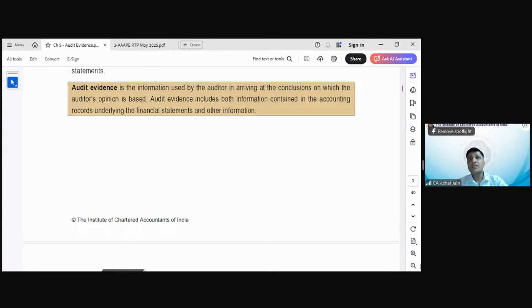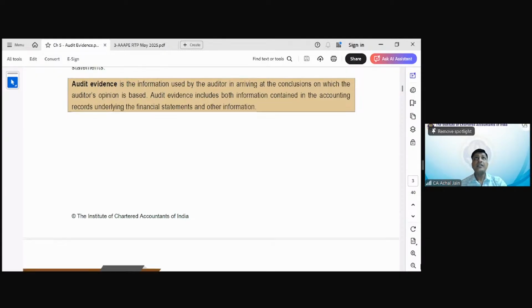What do you call it? That is nothing but the audit evidence. In fact, everything which the auditor would have obtained and verified is nothing but the audit evidence. Yes or no? Now, how does it help the auditor? It helps in a way that the conclusions which the auditor will have to draw, and eventually the opinion which the auditor will have to give, will all be based on the audit evidence only.